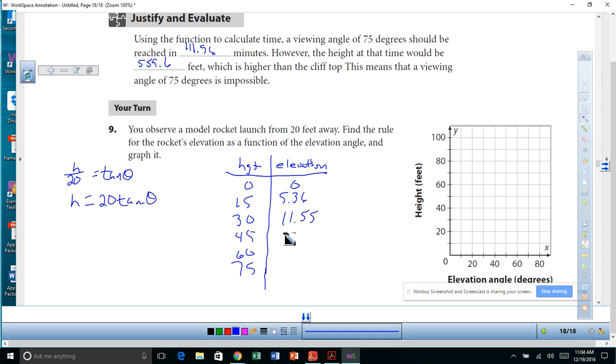45 would give you 20. 60 would give you 34.64. And 75 would give you 74.64.